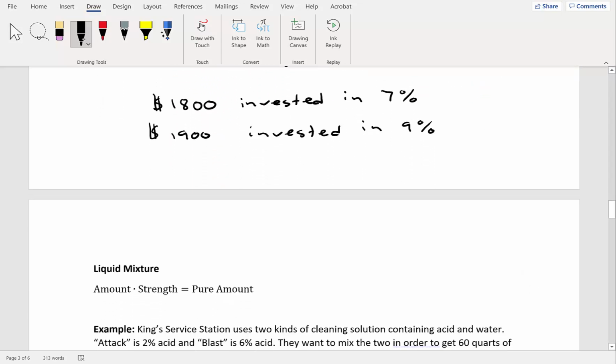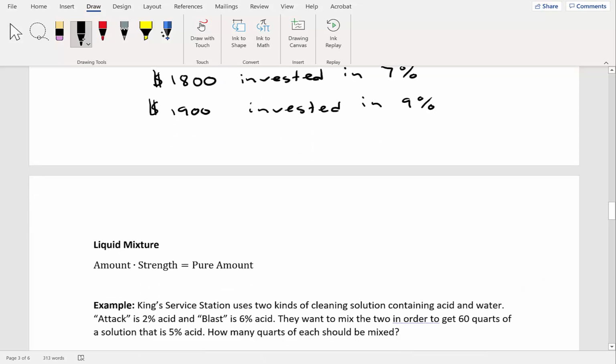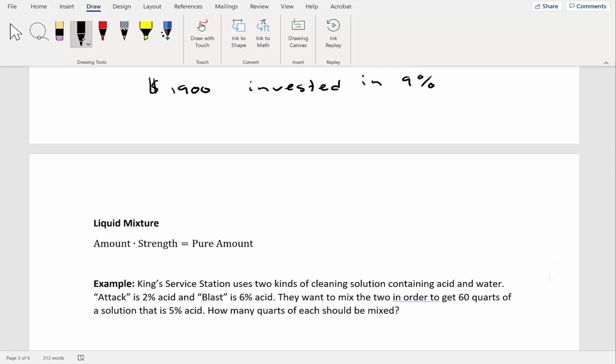Okay, let's take a look at a different type. This time we have liquid mixture. So for liquid mixture problems, the formula is the amount times the strength. This has to be equal to the pure amount.